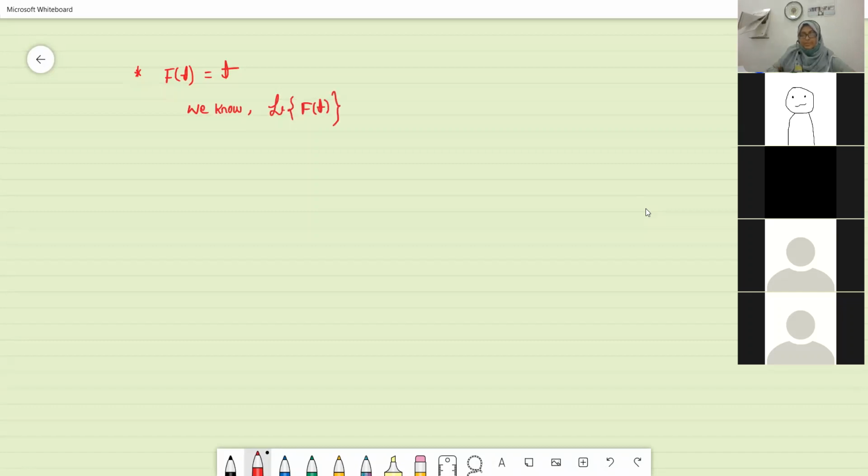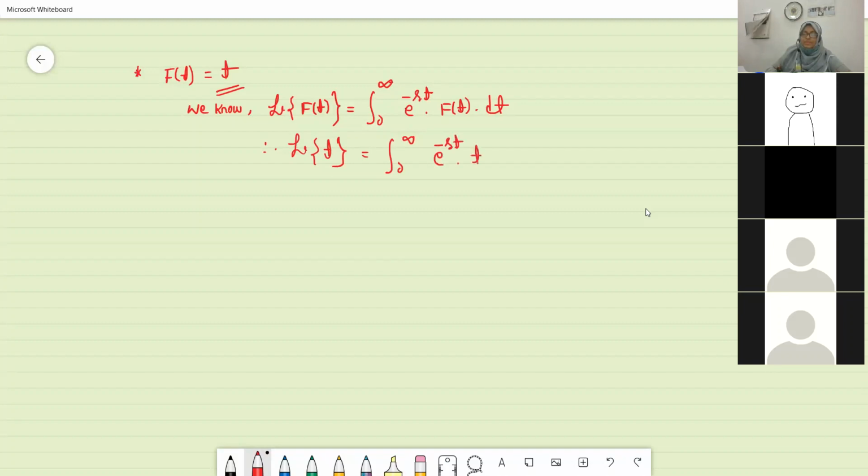So at first, as in the previous one, write down the definition of the Laplace transformation. Now replace your function f of t by the functional value t, and it can be written as the Laplace transformation of t. So here it will be the integral from 0 to infinity of e to the power minus st, and f of t is equal to t, dt.